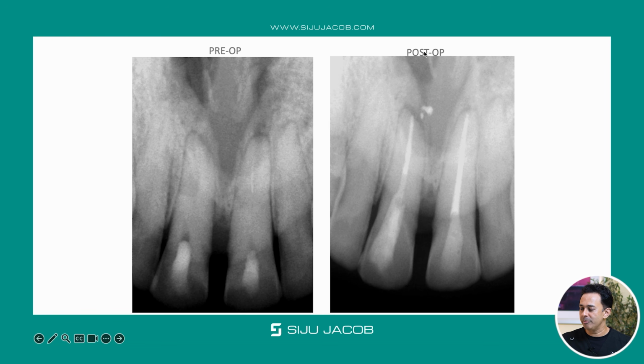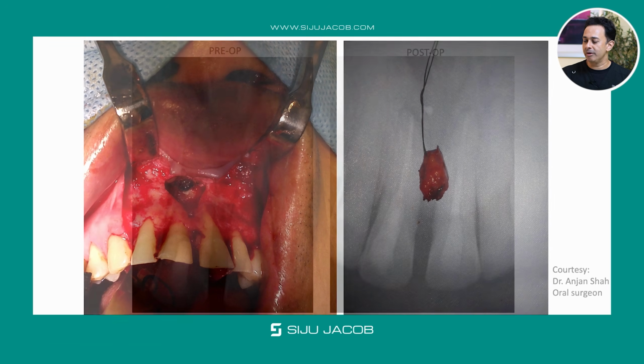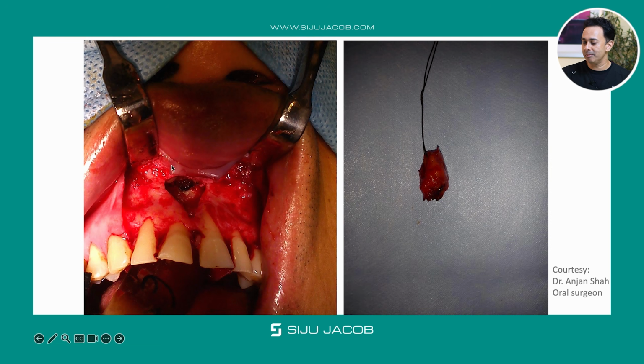The initial problem of the patient is the cyst itself, right? It's an incisive canal cyst, so it's a surgical problem. So this is something I don't want to do in my practice, so I bring in an oral surgeon. I refer this case to my friend Dr. Anjan Shah, who's an oral surgeon in Bangalore. And Anjan sent me this picture from his clinic, and you can see here, that's an incisive canal cyst, which needs to be dealt with surgically.